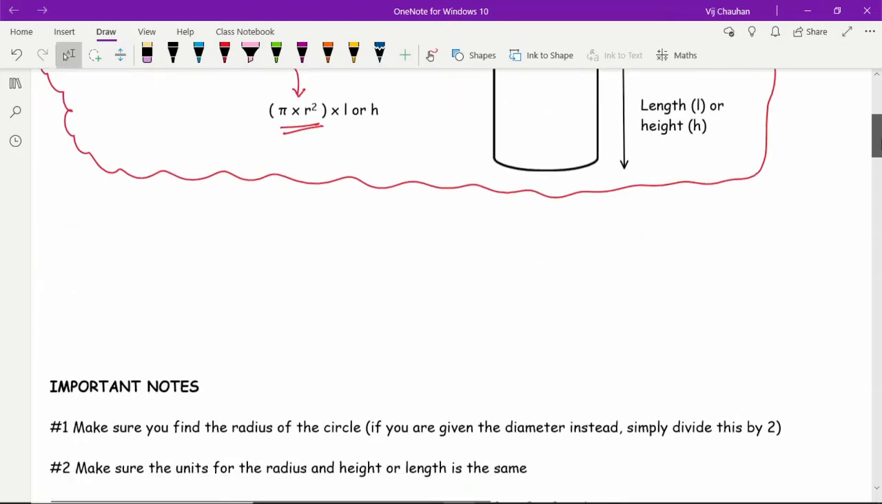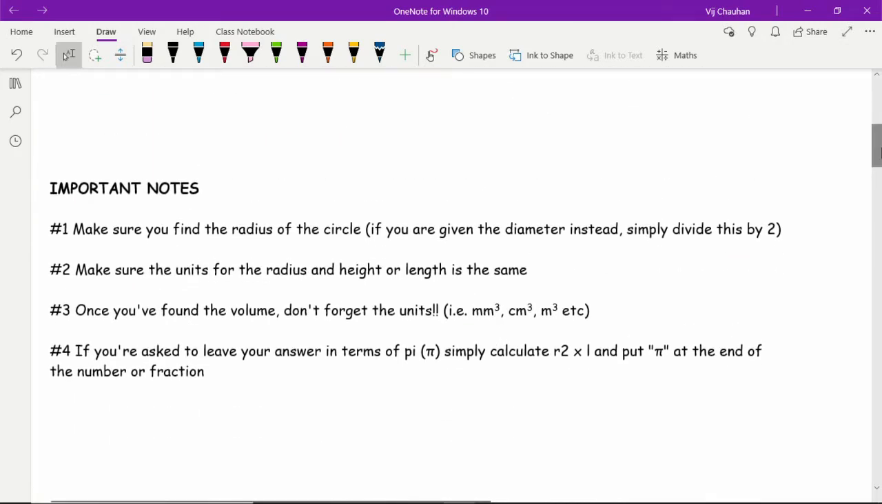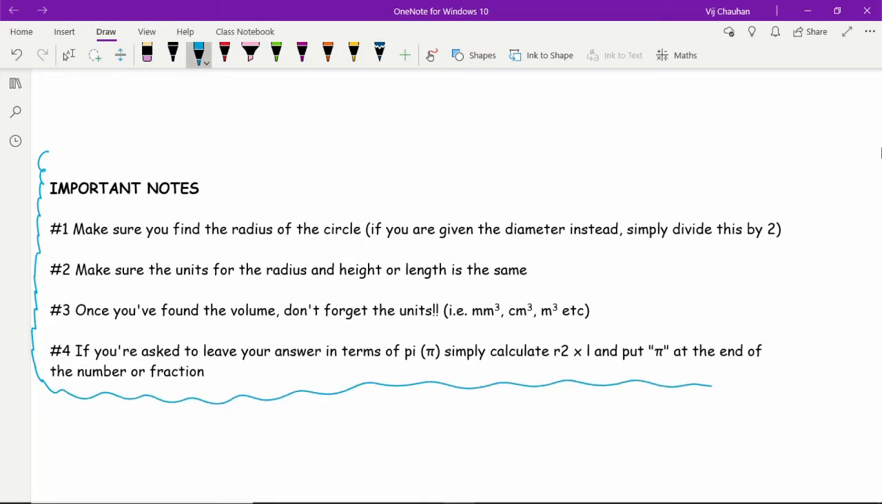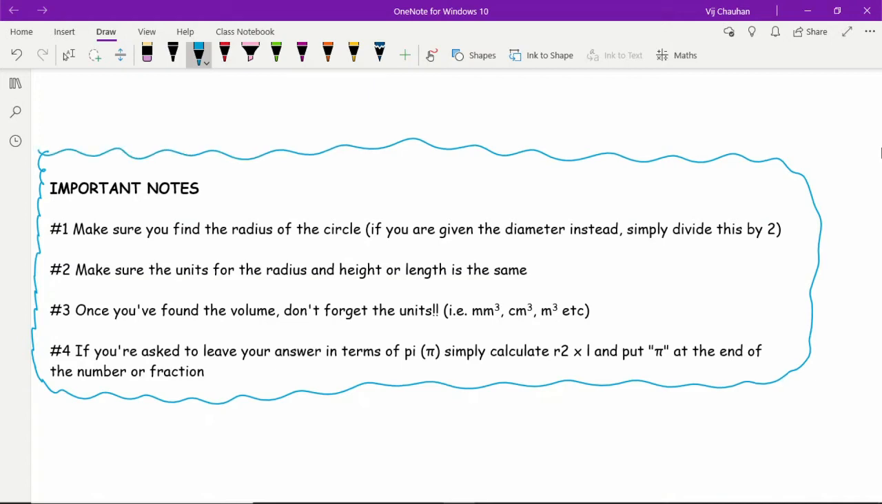Now, if we move across to some important notes, I would definitely urge you to make notes of these, and it's definitely worth highlighting. Let's use blue, so let's put a little bubble around these while I go through them. These are things that should be in your head before you work through a volume of a cylinder question. The first thing you want to do is make sure that you find the radius of the circle. In some cases you might find that the diameter is given. If the diameter is given, all you need to do is divide this number by 2, and hey presto, you've got the radius.